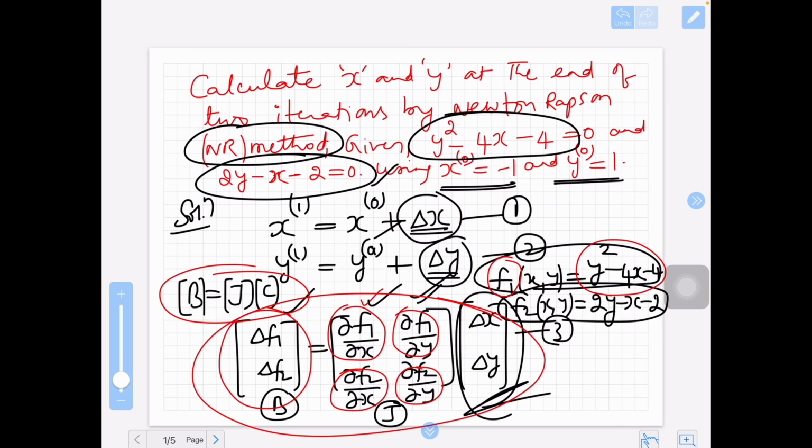With this I will end the video. I hope this will be helpful for understanding the NR model and calculating the unknown variables using the NR model.